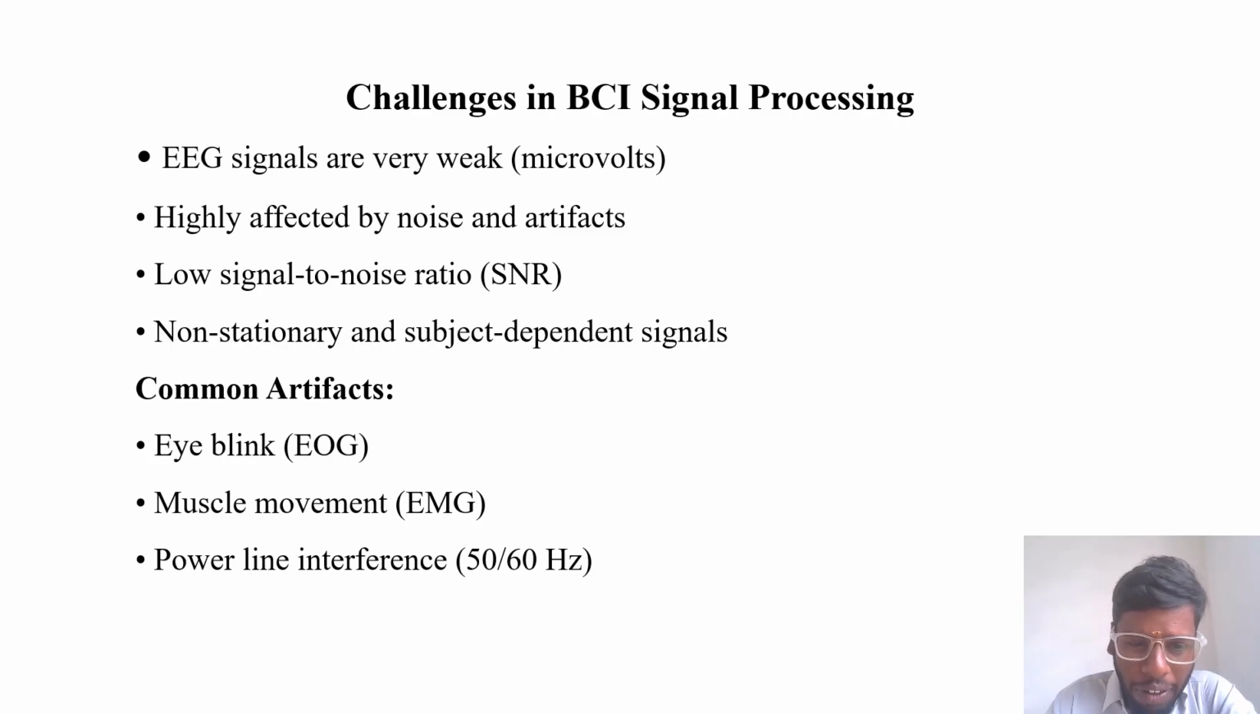So what are the artifacts in BCI signal processing? Eye blink, muscle movement, and power line interference. Power line interference can be removed by using notch filters.